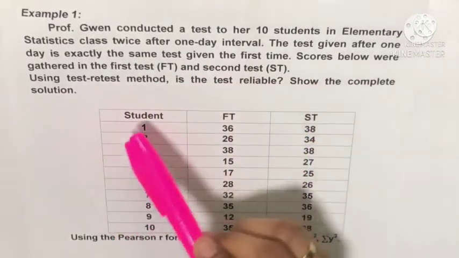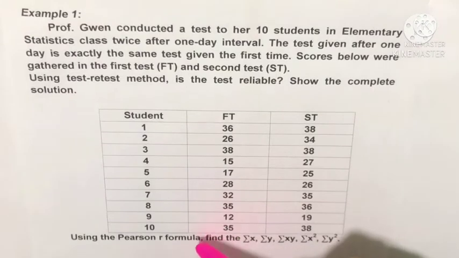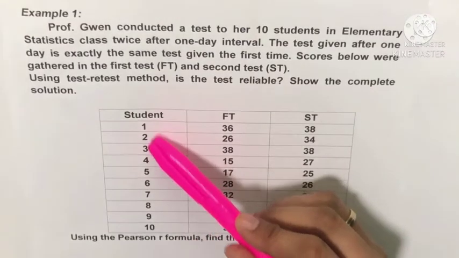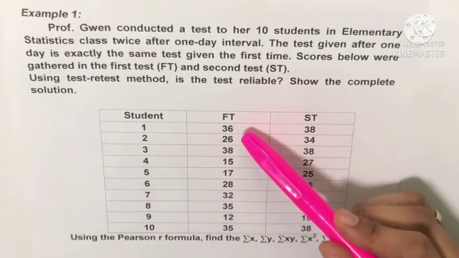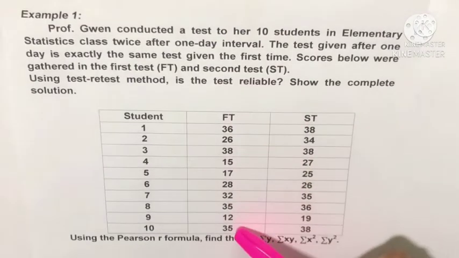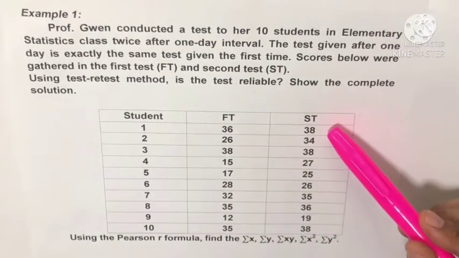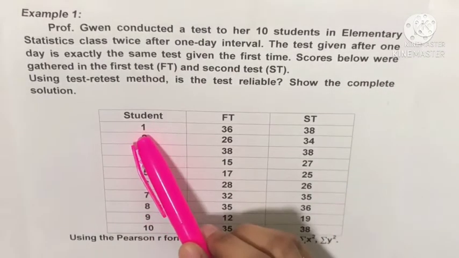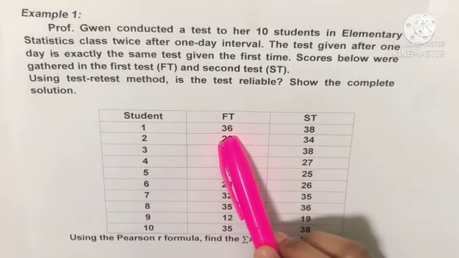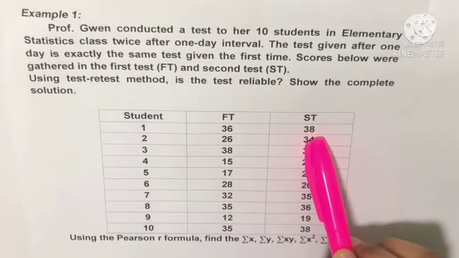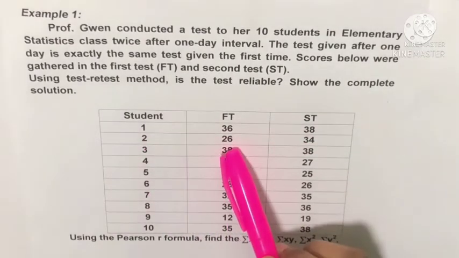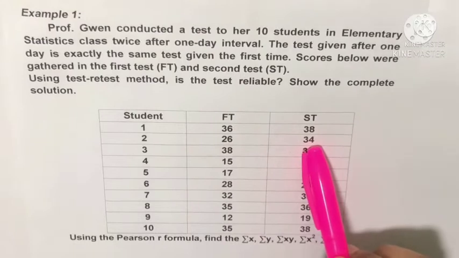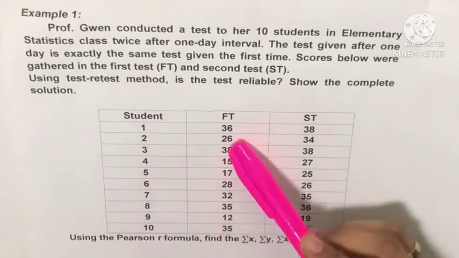Show the complete solution. So I have here the table. So we have students, 10 students, and here are the scores for the first test of 10 students and the scores for the second test of 10 students. So we have here student 1 got 36 for the first test and 38 for the second test. Student 2 got 26 for the first test and 34 for the second test, and so on.